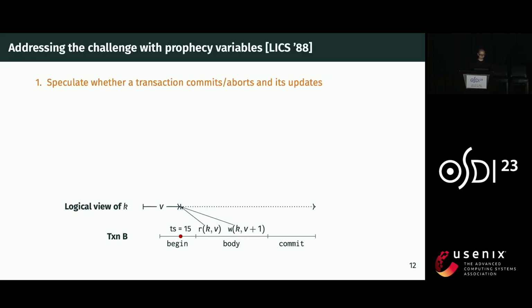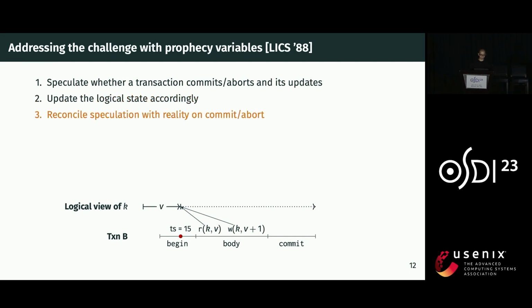To address this challenge, we use a technique called prophecy variables. At a high level, we use prophecy variables to speculate whether a transaction commits or aborts, as well as its update. With the speculation, the proof can update the logical state accordingly. But the speculation is more of a hypothetical thing that a program cannot physically access. So at the end of a transaction, the proof needs to reconcile the speculation with reality when the transaction commits or aborts. But the tricky part of using prophecy variables is that we have to consider all possible cases, and some of them could be wrong.